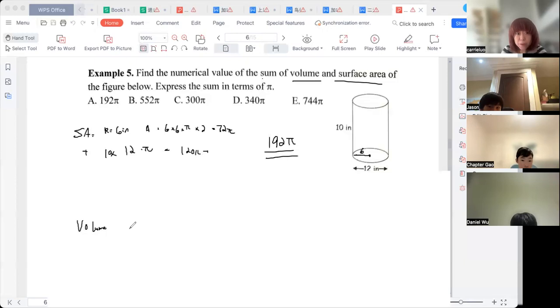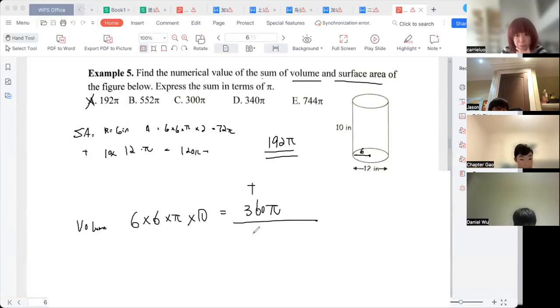Okay, so now let's move forward. A is absolutely wrong, right? Because it's only the surface area. We need to find the volume as well. So the base area is 6 times 6 times pi, and times 10, right? So the volume equals 360 pi. So you add them together and it equals 552 pi. So the answer is B.